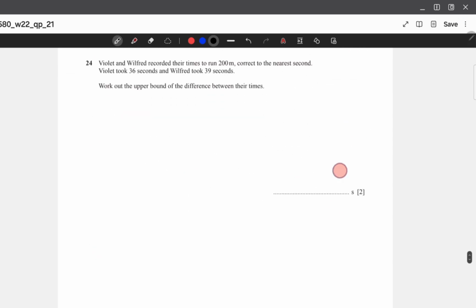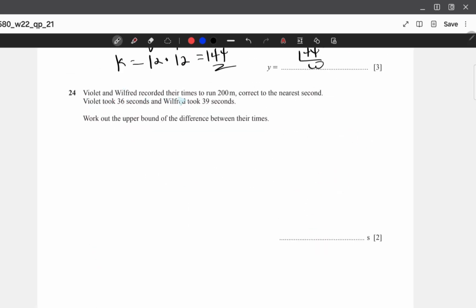Let's move on. We are asked: Violent and Wilfred recorded their time to run 200 meters, correct to the nearest second. Violent took 36 seconds and Wilfred took 39 seconds. What is the upper bound of the difference between them? So the upper bound difference will be the upper bound of the time minus the lower bound of the time. So the upper bound is 39 to the nearest second plus 0.5. Then minus the lower bound, the one with the lower seconds, 36, minus 0.5.